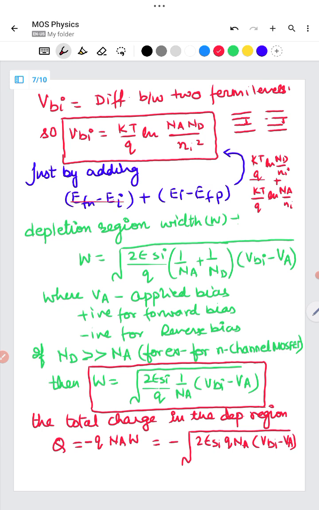When you sum these two, kT/q will be common, and this will become ln(NA ND/NI²). So there will always be a built-in potential, which is equal to kT/q ln(NA ND/NI²). That means the built-in potential completely depends upon the doping of both sides. If you have a heavily doped p-n junction, the built-in potential will be higher. If you have a lightly doped p-n junction, the built-in potential will be lower.